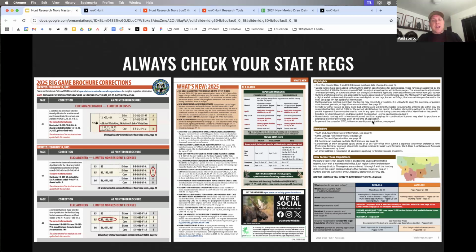And so make sure you read your regs, make sure you understand the draws, make sure that you're up to date on what's happening. All these changes happen all the time. They document them very well on the state websites and in these brochures.